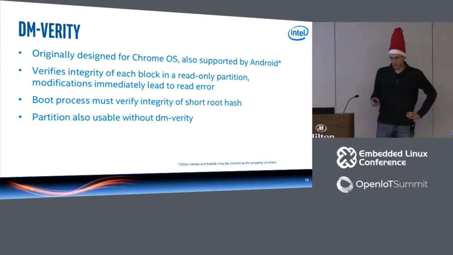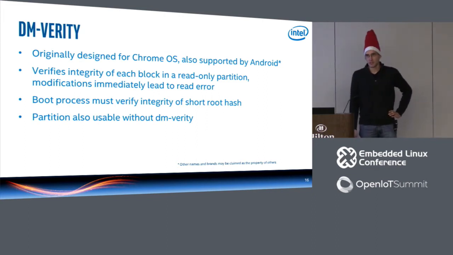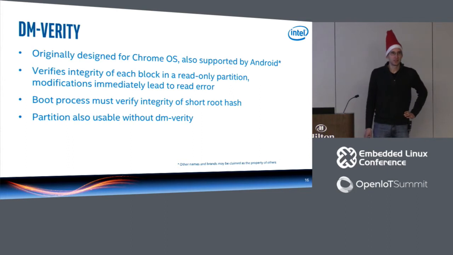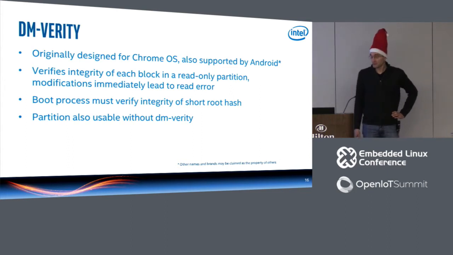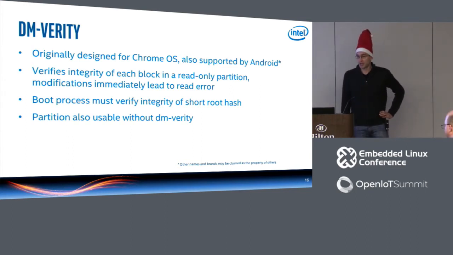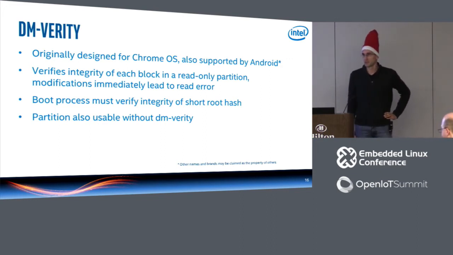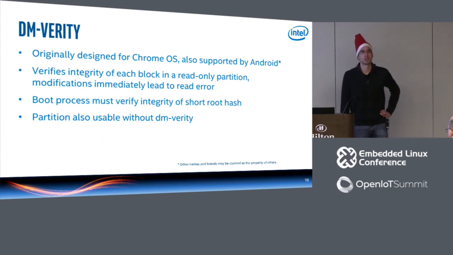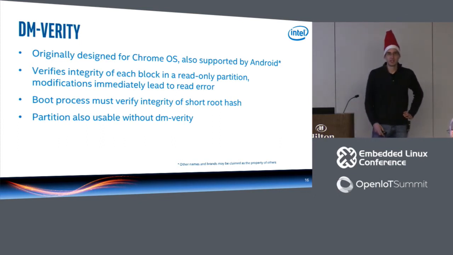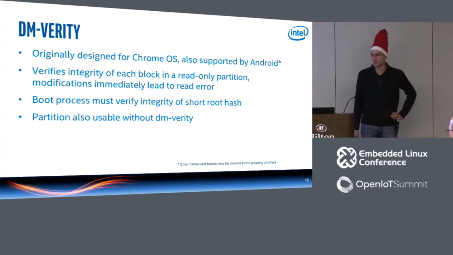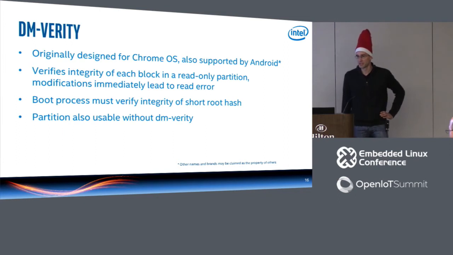The dm-verity thing is something that needs to be activated explicitly at boot time after verifying the root hash. So the root hash really is the confidential property, the thing that needs to be protected. If someone tricks the kernel into using a root hash, then he can also rewrite the hashes and modify the data, and there's no protection. So protecting and verifying the root hash is something that needs to be done in the boot process.